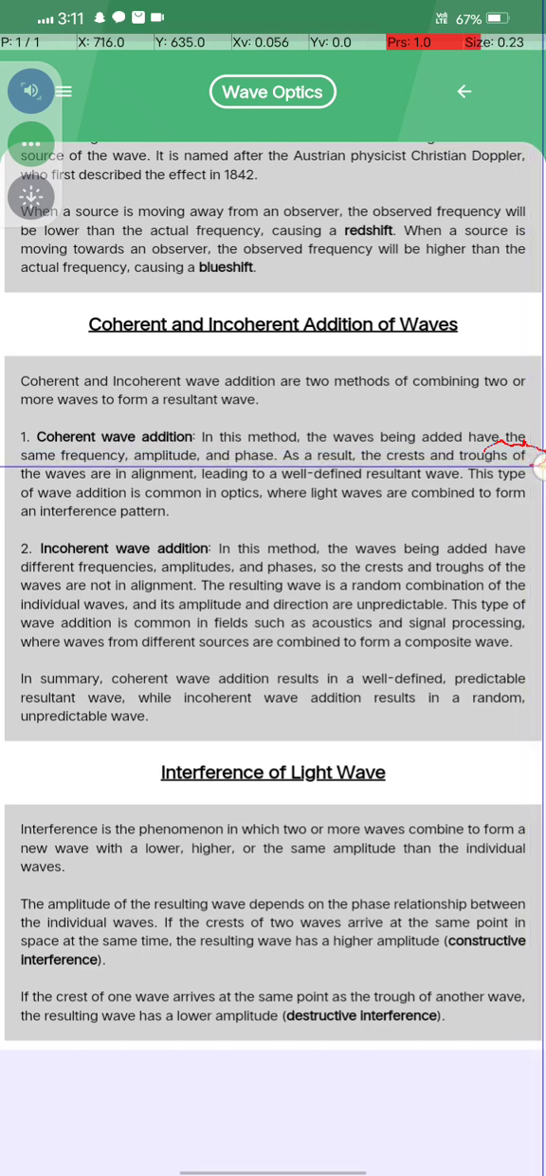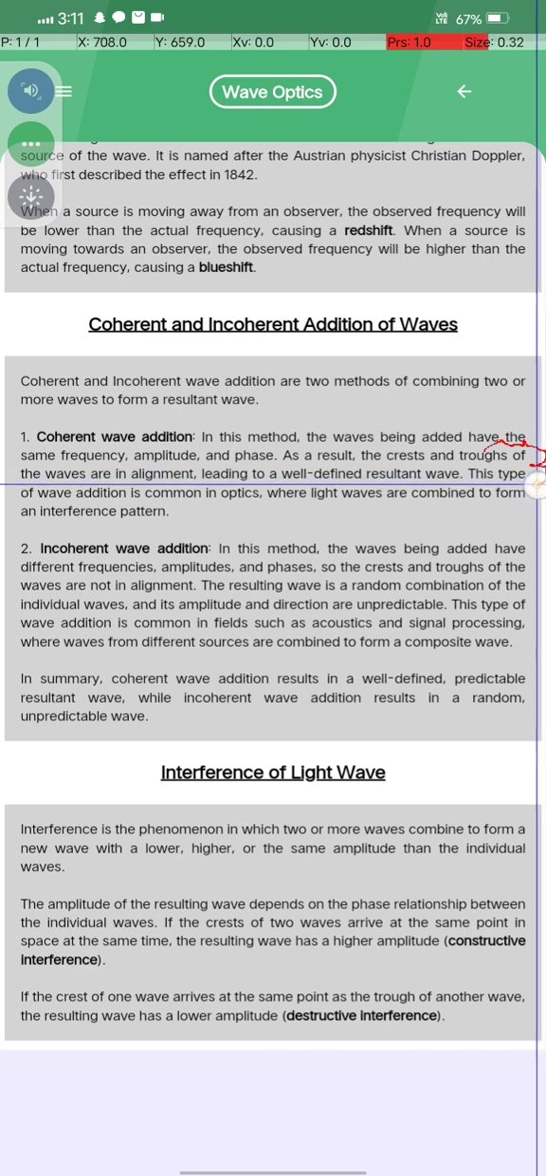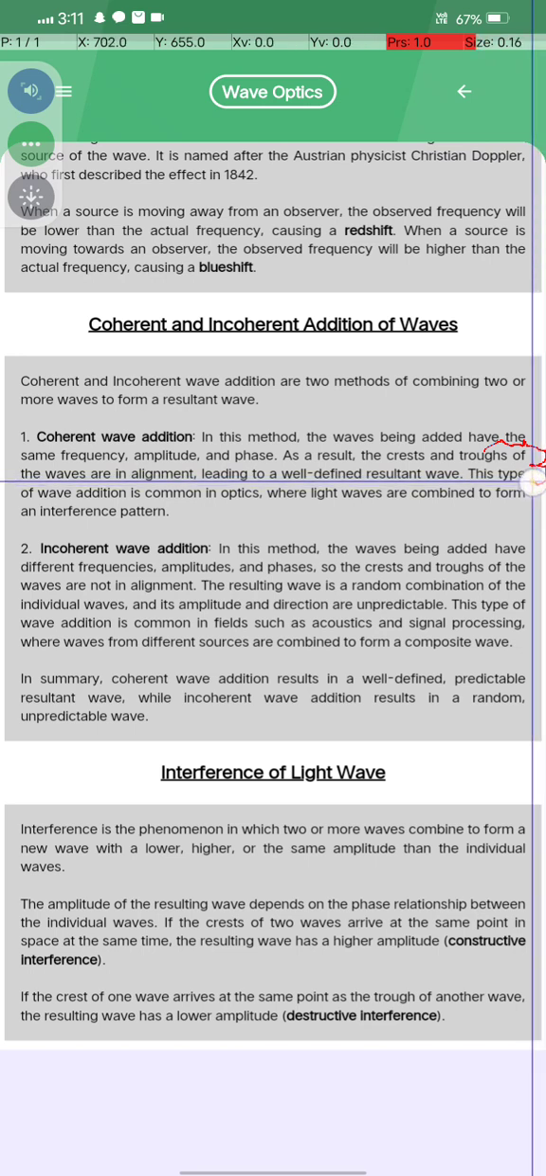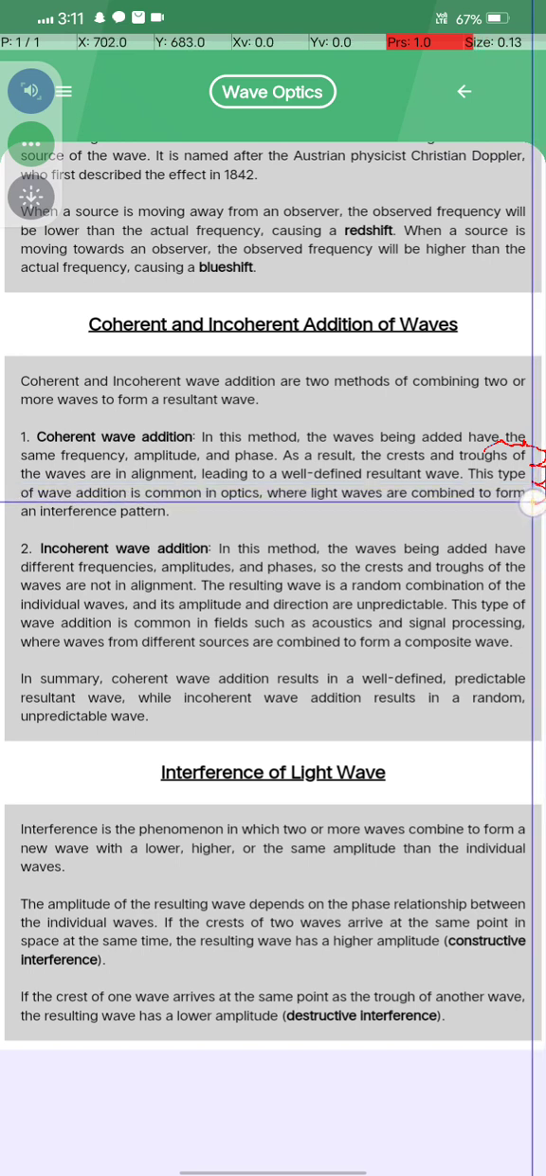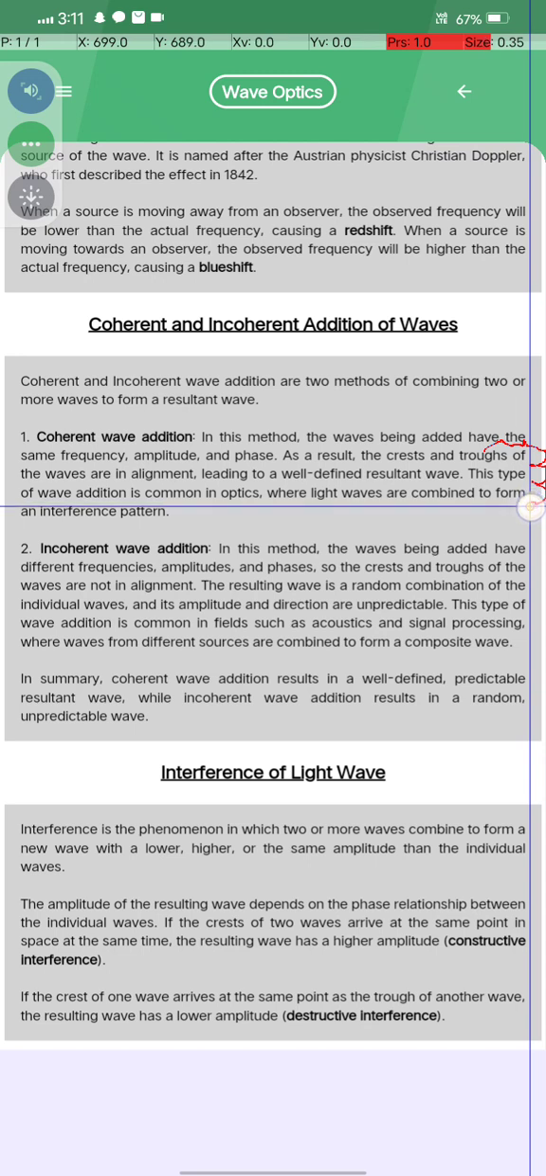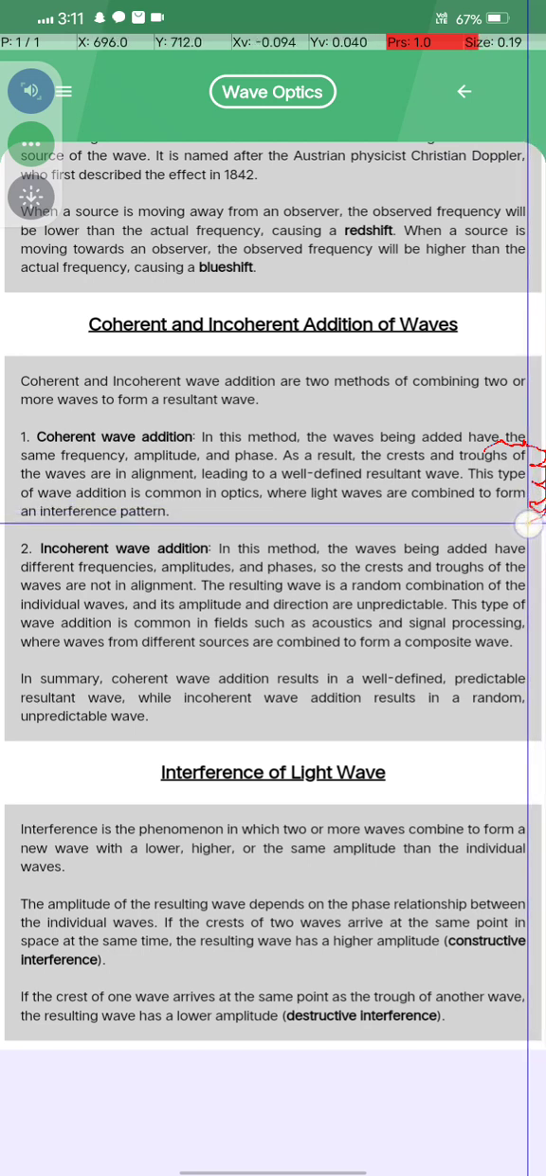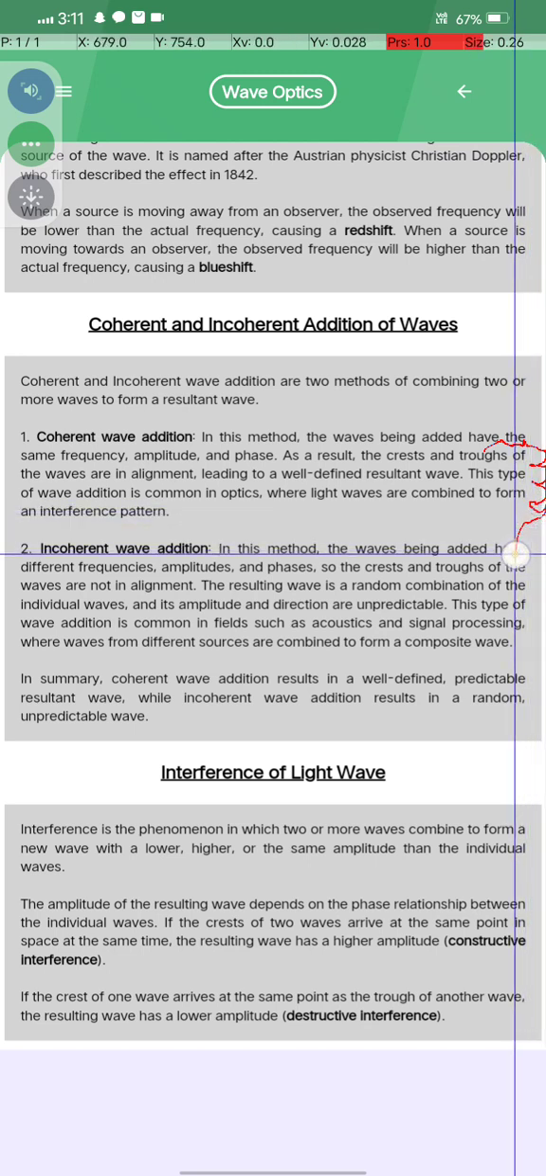As a result, the crests and troughs of the waves are aligned, leading to a well-defined resultant wave. This type of wave addition is common in optics, where light waves are combined to form an interference pattern. Incoherent wave addition क्या होता है?